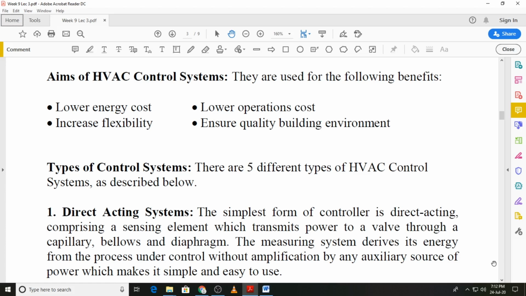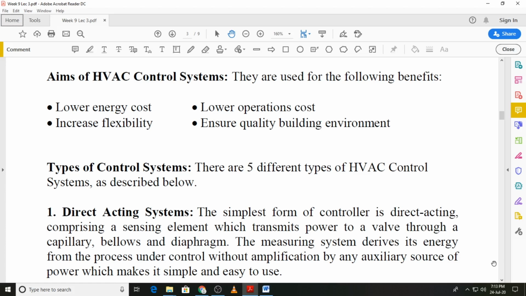There are a number of different types of control systems, and we will look at 5 different types and try to bring out the basic differences between these 5 types. One is known as the direct acting type, and that is the simplest type. So you will have a sensing element which will transmit power to a valve or a bellows or a diaphragm through some capillary, and it derives the energy from the process that it is actually trying to control. So we do not have an additional source of power.